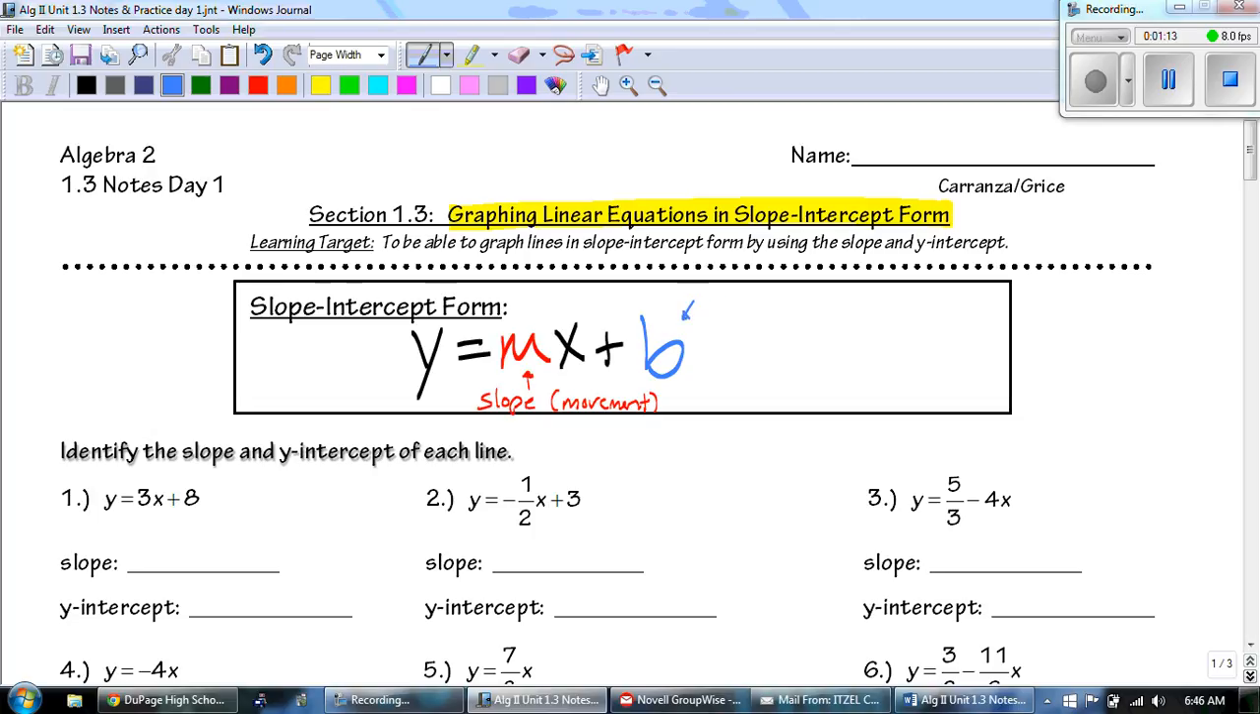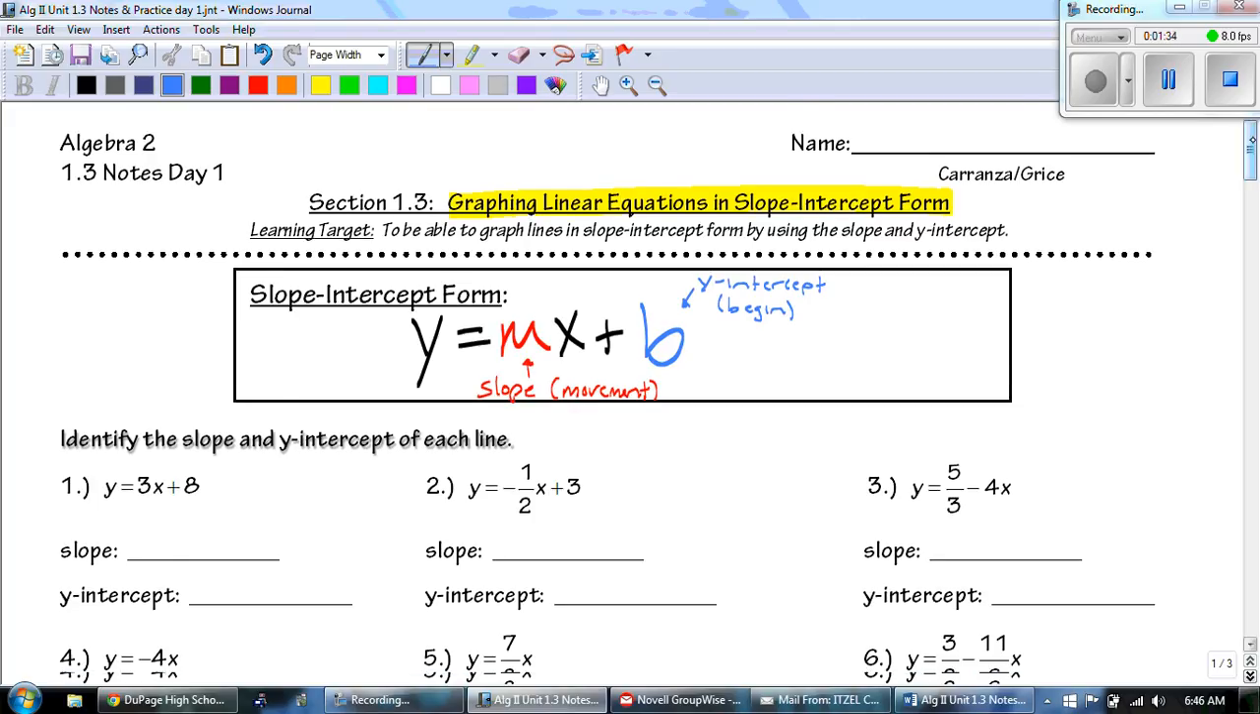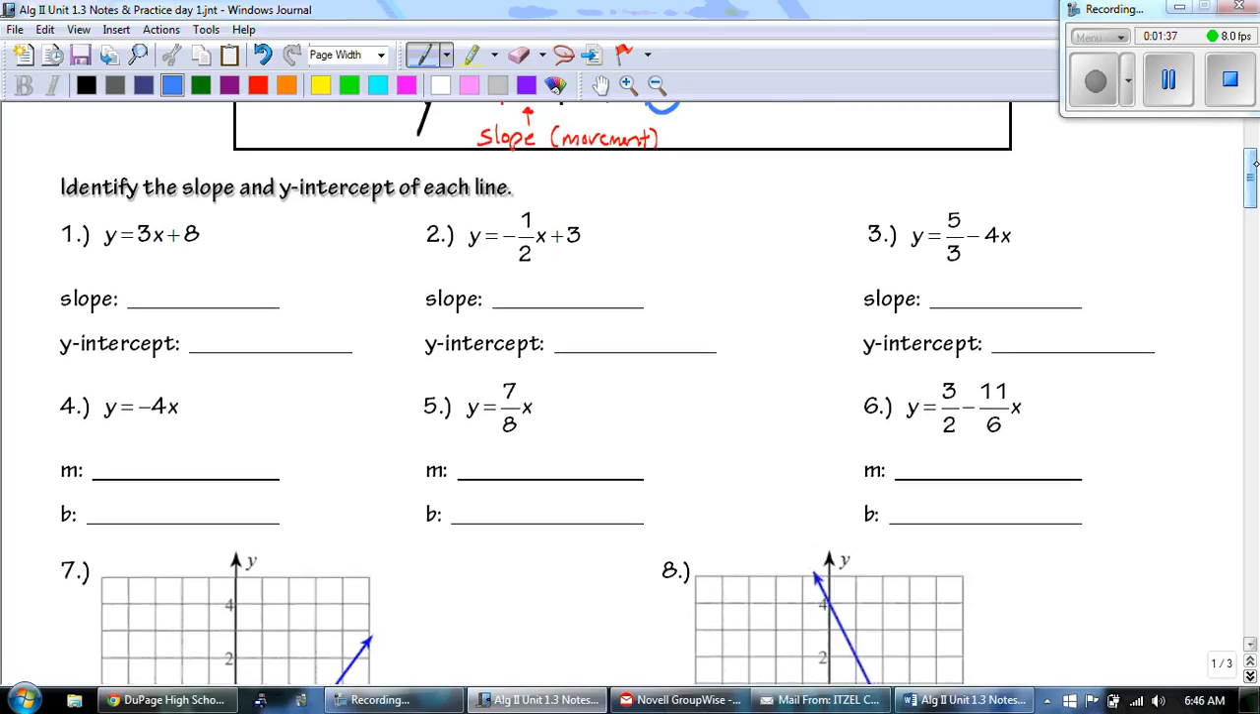Now the b in the back, that is your y-intercept, okay? It tells you where to begin on the y-axis, okay? So M is your slope, it's your movement, and b is your y-intercept, okay? So it says to identify the slope and the y-intercept of each line, okay? So remember your slope is connected to the x, all right?